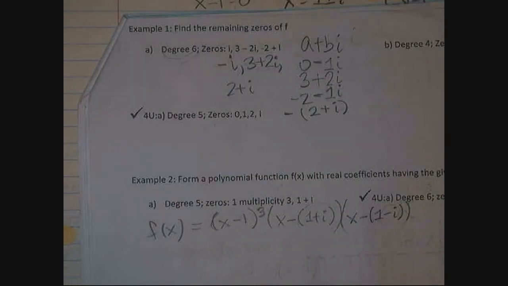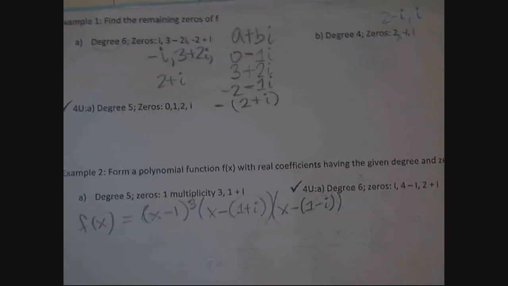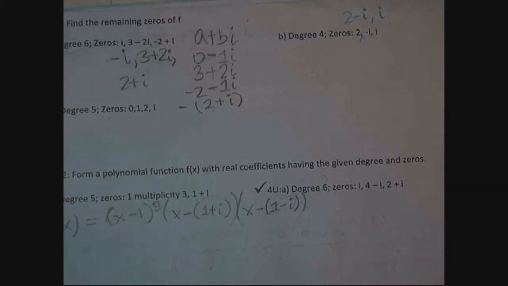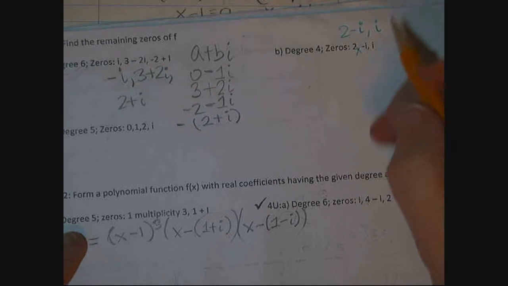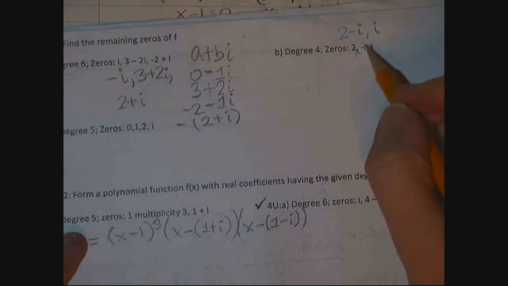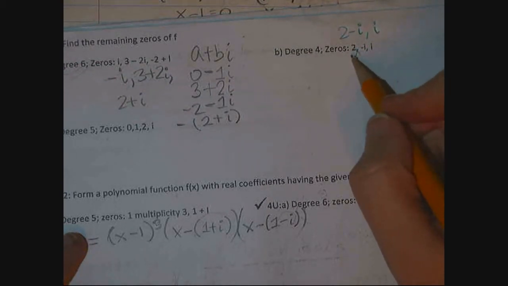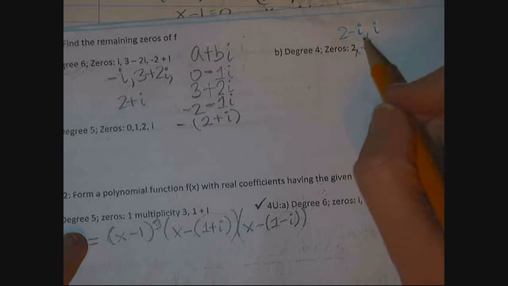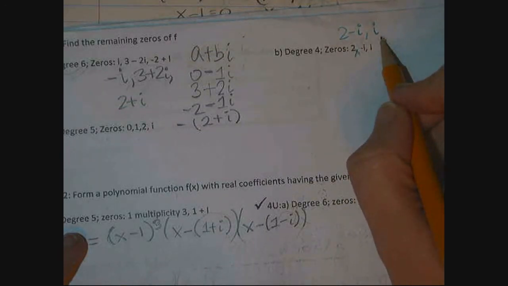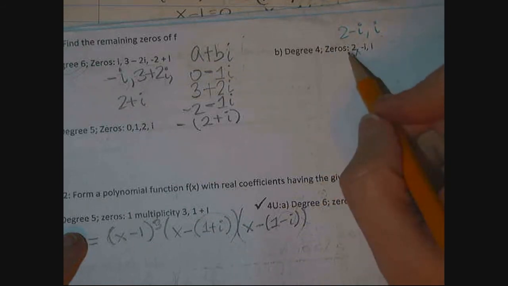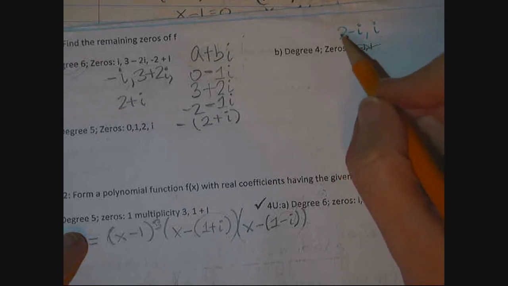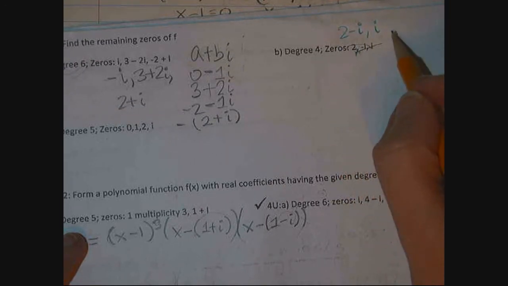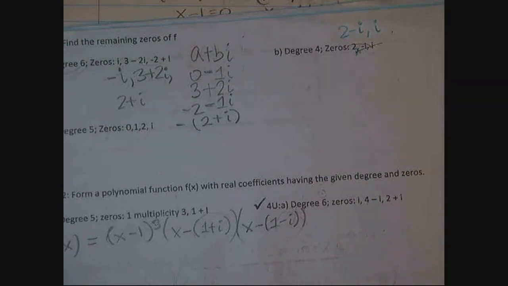Alright, moving on to B in example 1. This time we are given a degree of 4, and there's actually a typo. On yours you see 2 comma, negative i, and i. This is actually supposed to be just 2 minus i and i. So we only have 2 zeros given. Here it looks like we have 3, so make sure you correct this so that 2 minus i and i are your given zeros.